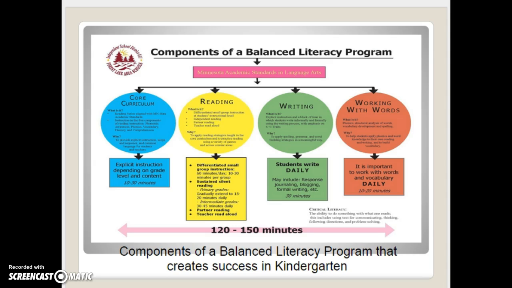The components of a balanced literacy program are presented here. We have our core curriculum, which is what we need to be doing through explicit instruction, with our reading and our writing and working with words. It's very important that we look at balancing these things out. When we look at our modeled and our shared and our guided to become independent, all of these things work together to create success in kindergarten.